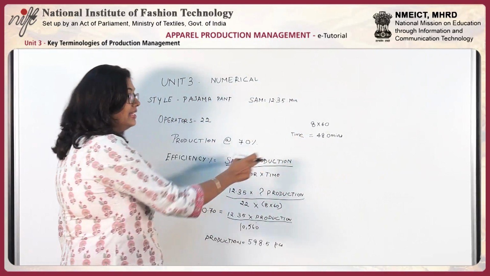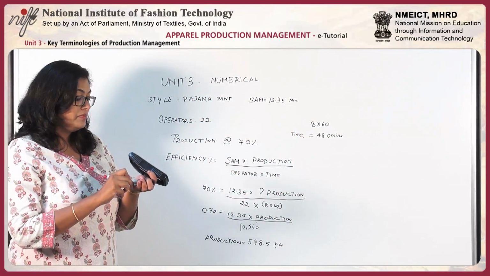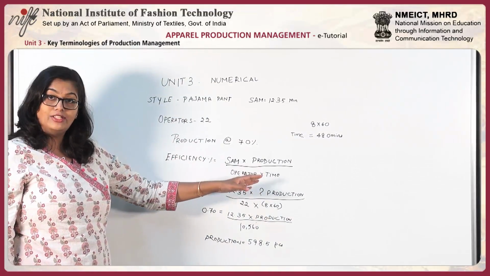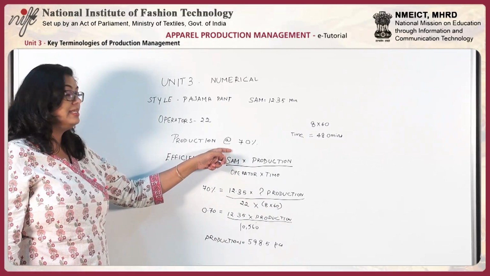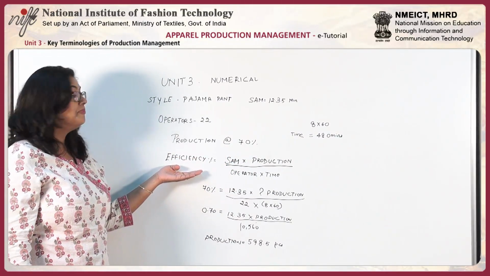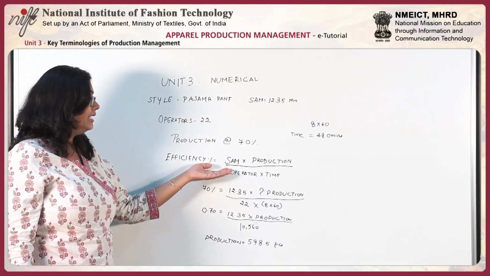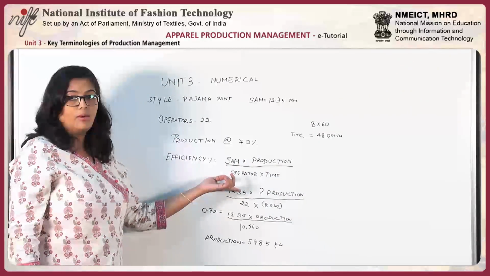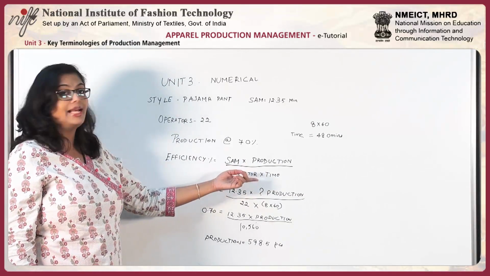This is the time available. We need to calculate the production that needs to be achieved at 70% efficiency. So, we have the efficiency detail, we have the SAM detail, we need to find the production, we have the operator detail, and we have the time detail.